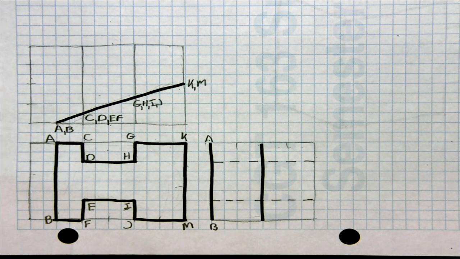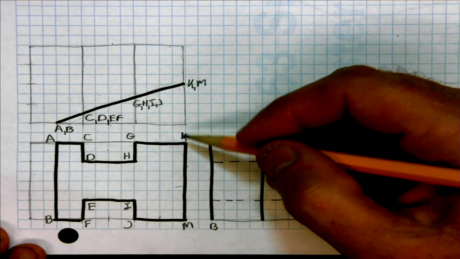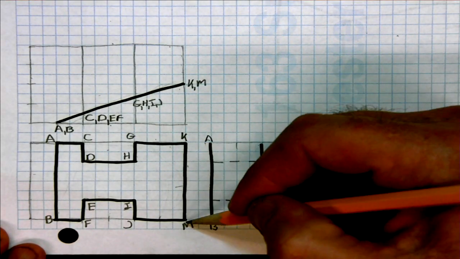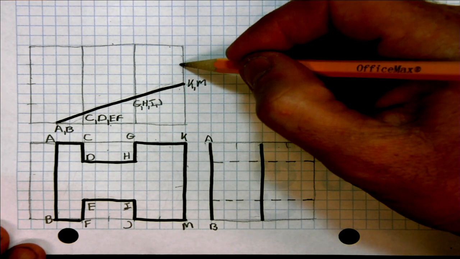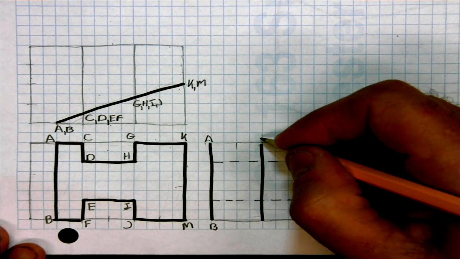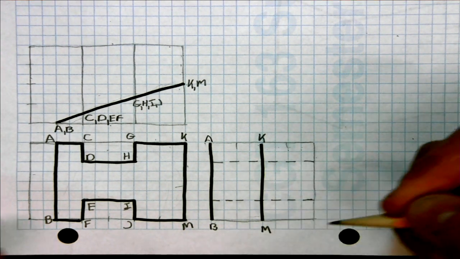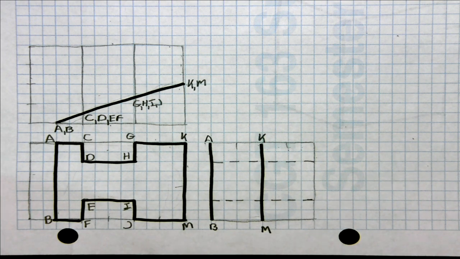Okay? Well, let's hop clear to the right-hand side, and let's do line segment KM in this view. K is on the very top, M is on the very bottom. They are 1, 2, 3, 4 from the back towards the front. 1, 2, 3, 4. Here is K on the top and M on the bottom. Okay? So now let's work our way around this object.